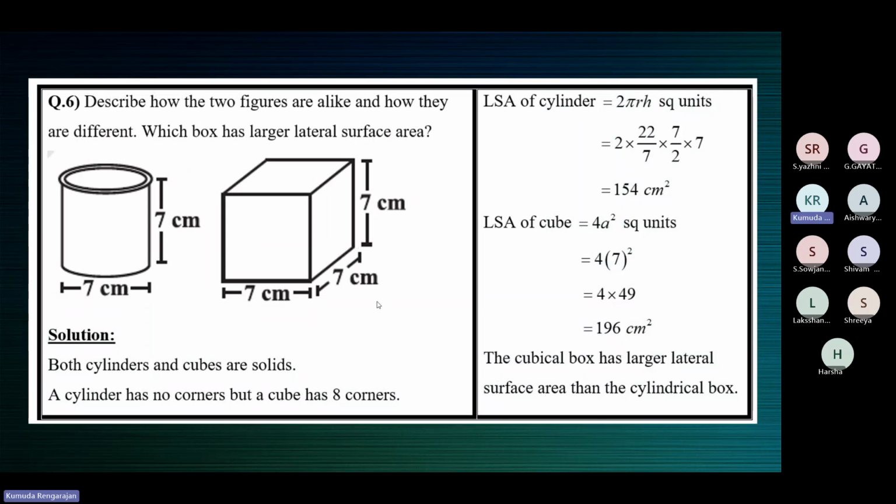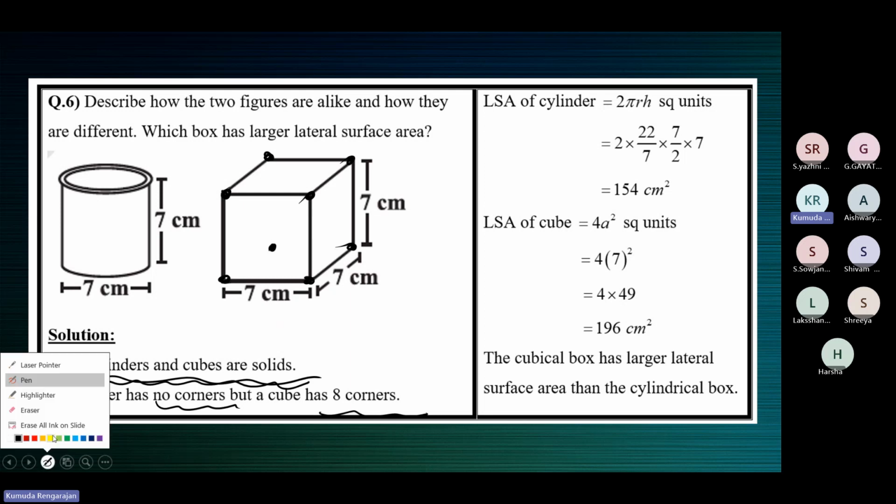So you can see I'm not talking about the theory part here. You can understand this. Alike is because they are solids, and different: I have written a cylinder has no corners, but a cube has 8 corners. 8 corners are here: 1, 2, 3, 4, 5, 6, 7, and 8 there. Not in the middle, you understand? So 8 corners.